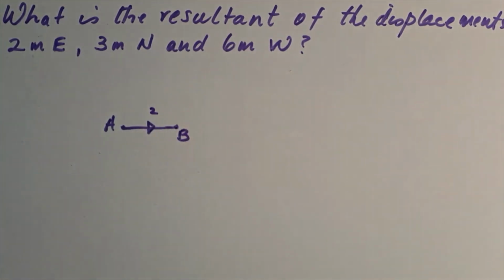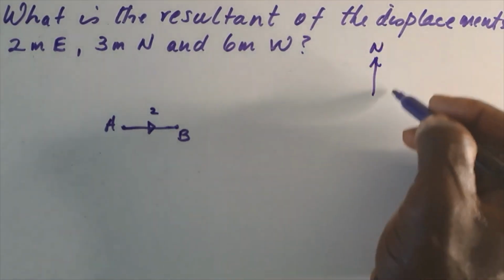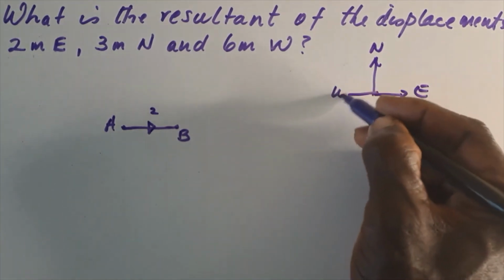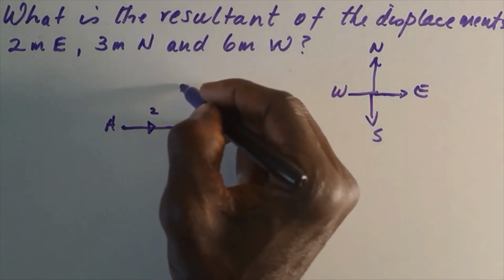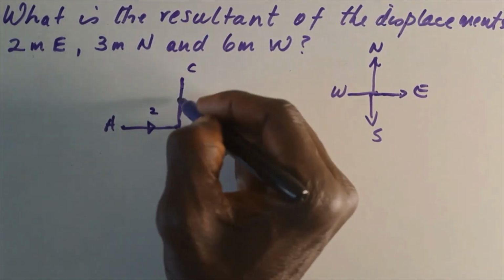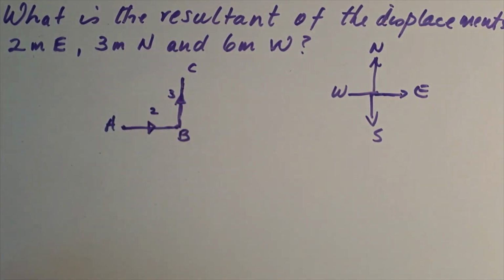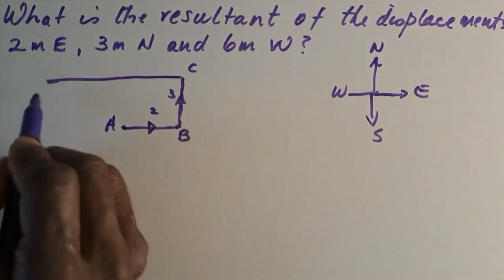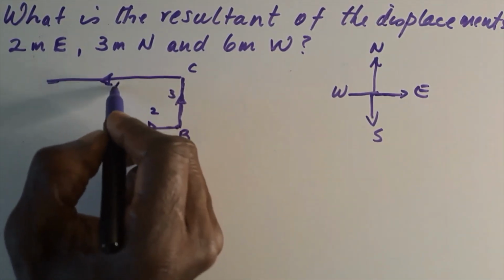And then we have 3 meters going north. Remember, we have north, east, west, and south. So going north, we have, to C, 3 meters, and then 6 meters going west, which takes us somewhere along here, and we have 6 meters.